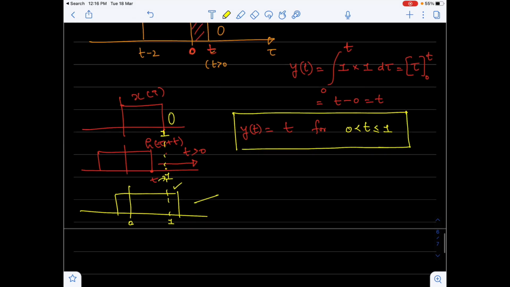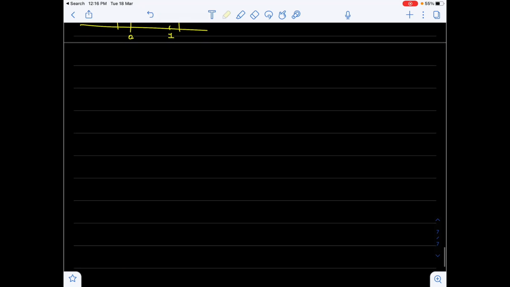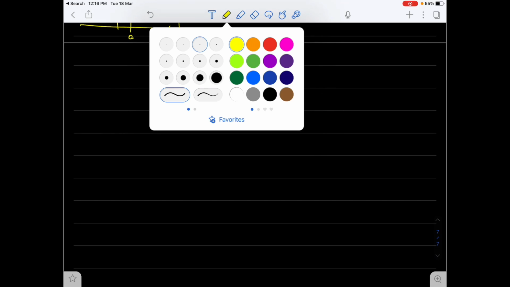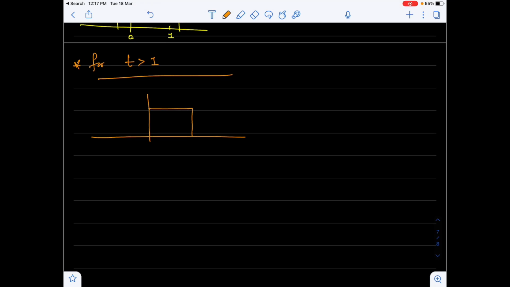So next I will consider this case. For considering that case, I will redraw both x of tau and h of tau. So let us consider the situation for t greater than, we can say, greater than 1. In this case I will first draw x of tau. This is x of tau, and this is 0 and 1, and this is tau.